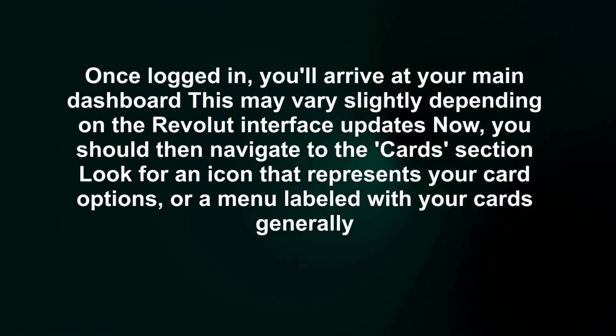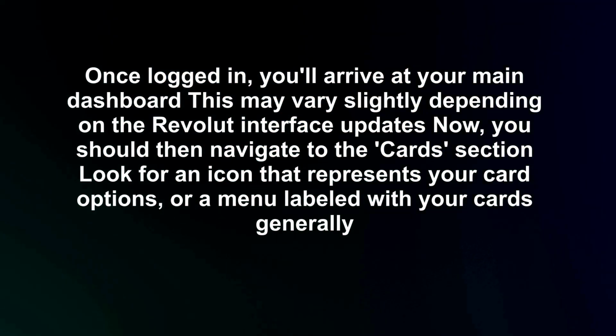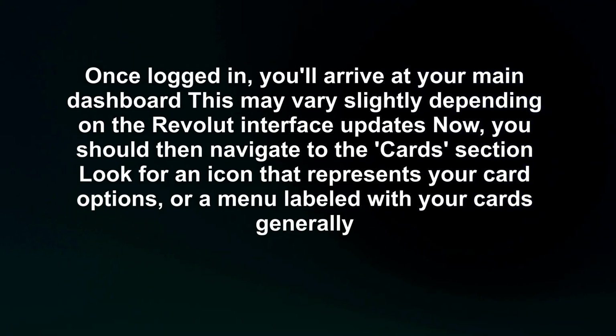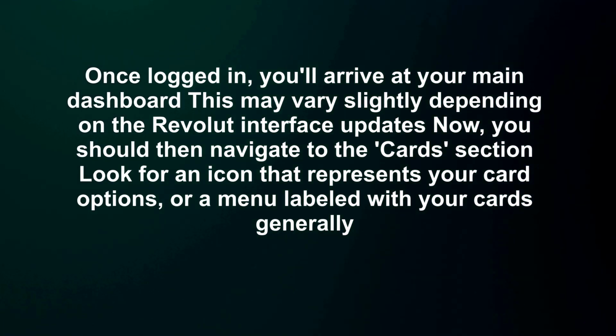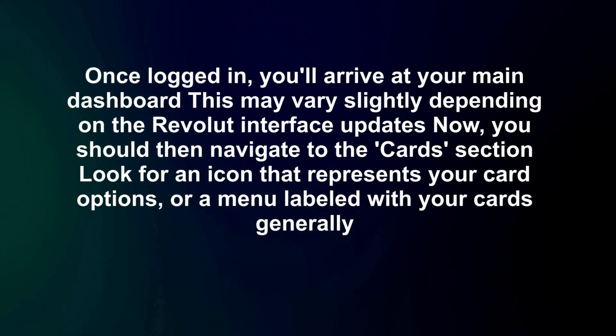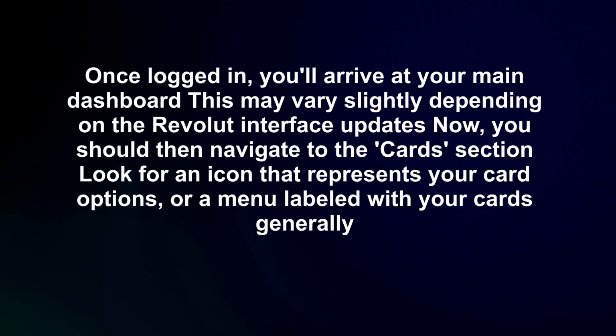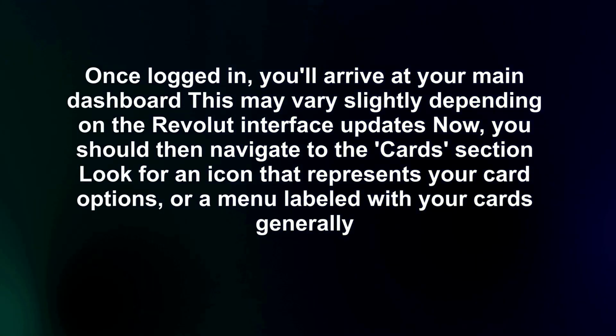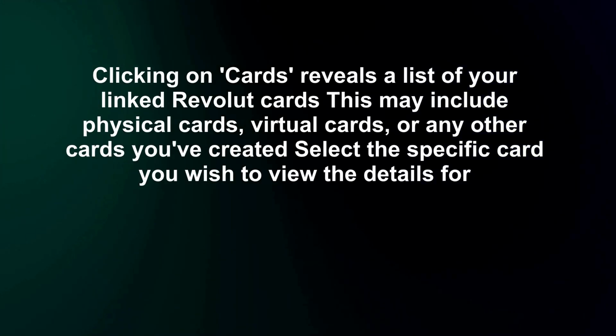Once logged in, you'll arrive at your main dashboard. This may vary slightly depending on the Revolut interface updates. Now, you should then navigate to the Cards section. Look for an icon that represents your card options, or a menu labeled with your cards generally. Clicking on Cards reveals a list of your linked Revolut cards.